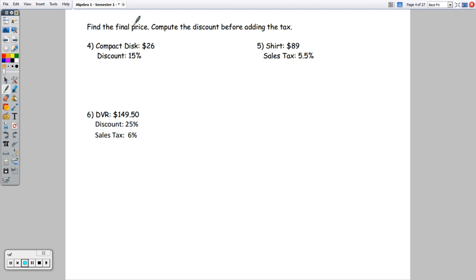Number 4. Find the final price. Compute the discount before adding the tax. So this one just has a discount. This one just has tax. This one has both. So on this one, we're saying 26 and a discount of 15.